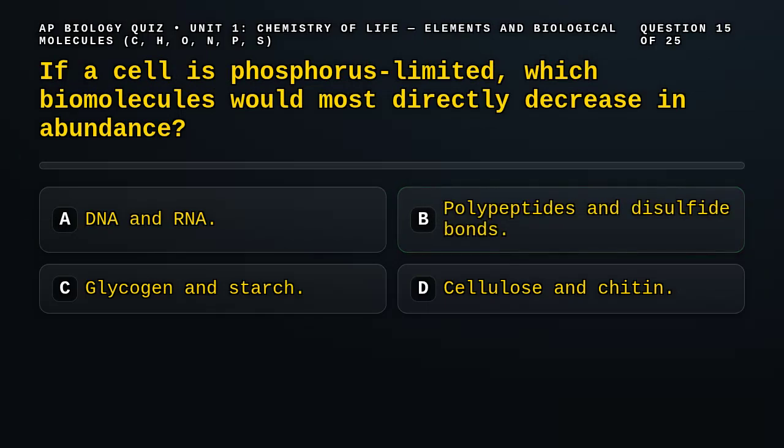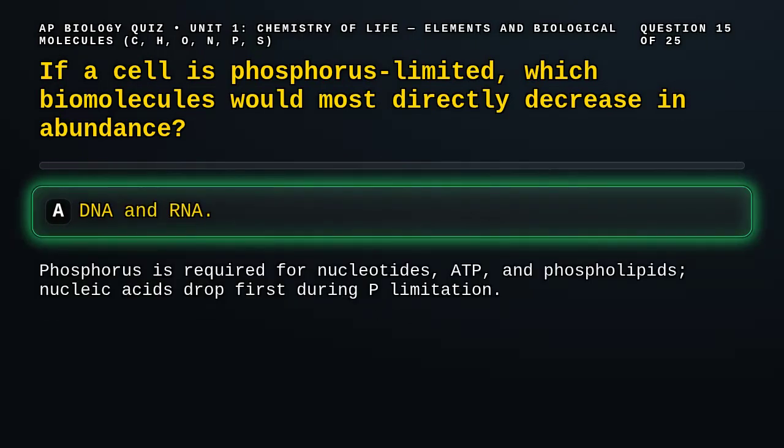Question 15. If a cell is phosphorus limited, which biomolecules would most directly decrease in abundance? A. DNA and RNA. B. Polypeptides and disulfide bonds. C. Glycogen and starch. D. Cellulose and chitin. Correct answer, A. Phosphorus is required for nucleotides, ATP, and phospholipids. Phosphorus limitation reduces nucleic acids and energy currency first, not carbohydrate polymers or peptide bonds.